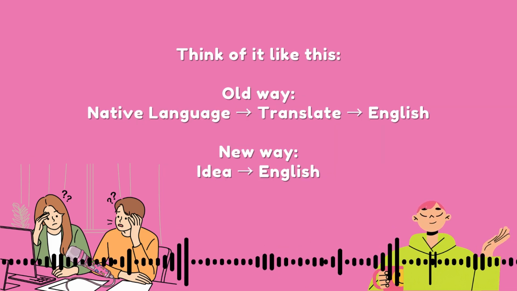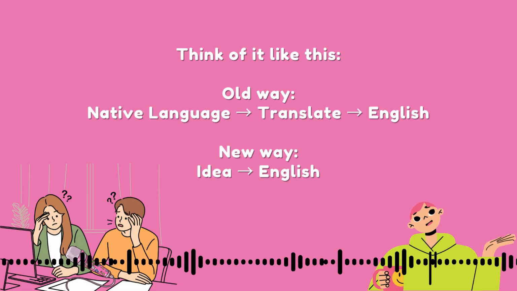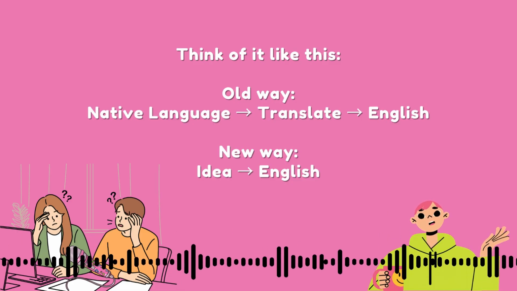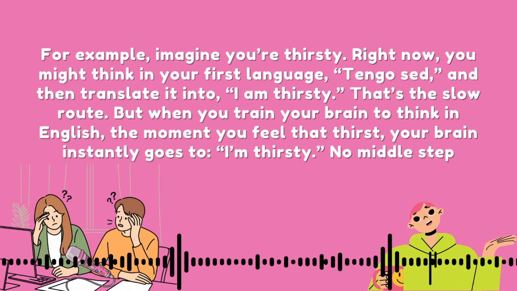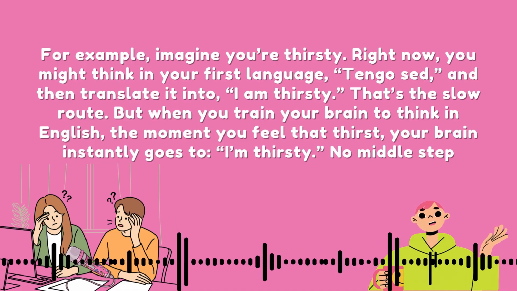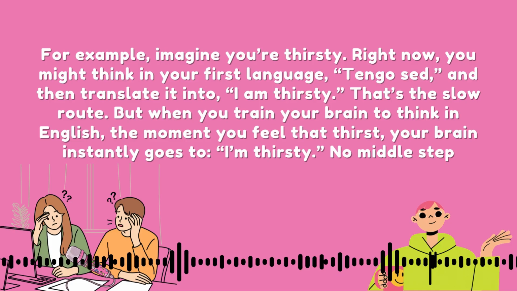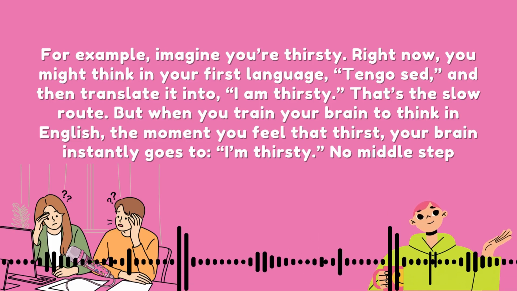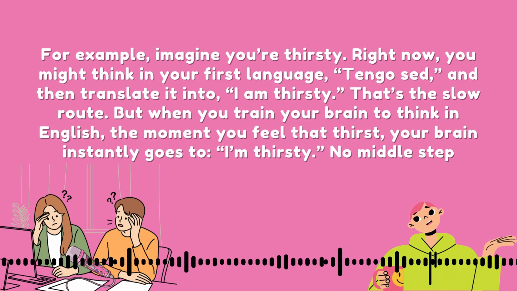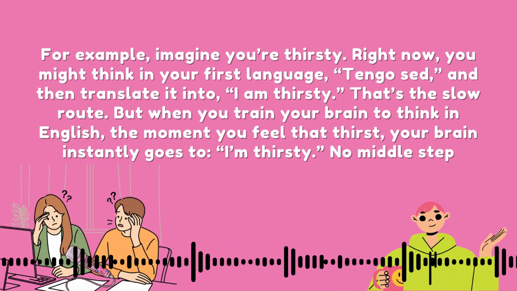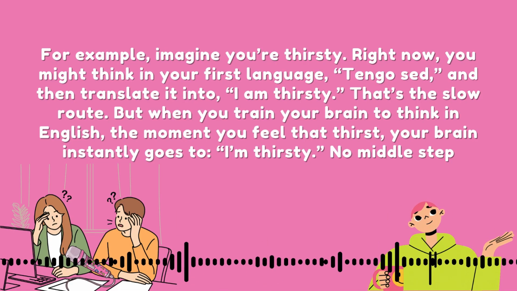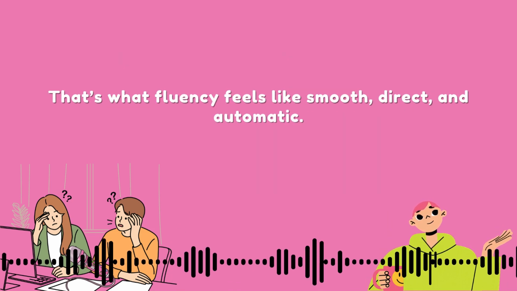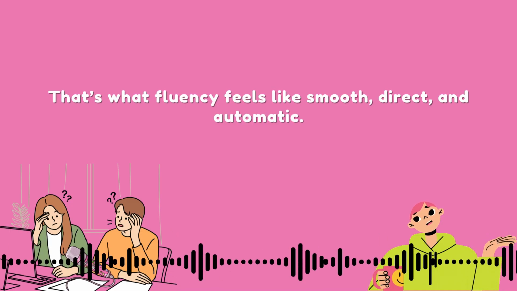Think of it like this: old way, native language, translate, English. New way, idea, English. For example, imagine you're thirsty. Right now, you might think in your first language, "I'm thirsty," and then translate it into English. That's the slow route. But when you train your brain to think in English, the moment you feel that thirst, your brain instantly goes to, "I'm thirsty." No middle step. That's what fluency feels like. Smooth, direct, and automatic.